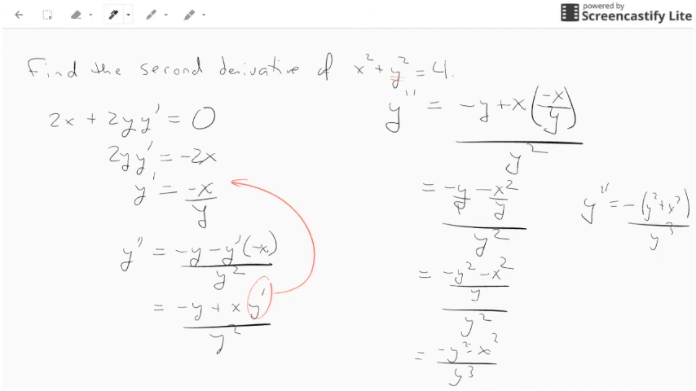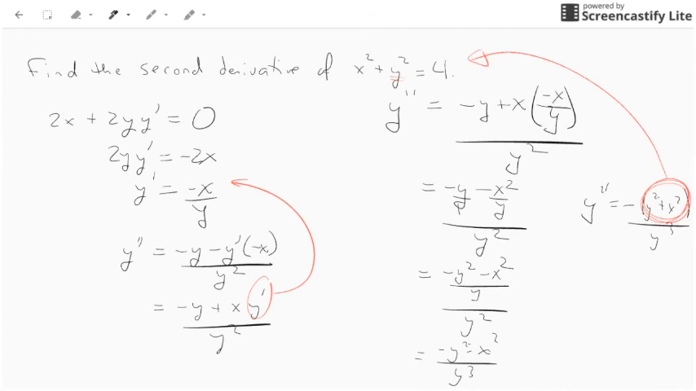Oftentimes students come to this point and say, I don't know what to do with this beyond this point, even though when you look it up in the answer key in the back of the textbook, it's substantially simpler. The reason it's substantially simpler is because of a substitution that gets made. Notice I've got y squared plus x squared sitting right here. Where have I seen that before in this problem? Up in the original question: x squared plus y squared is 4.